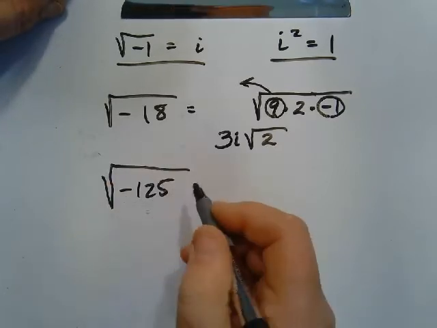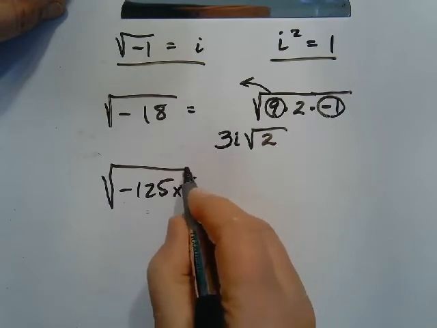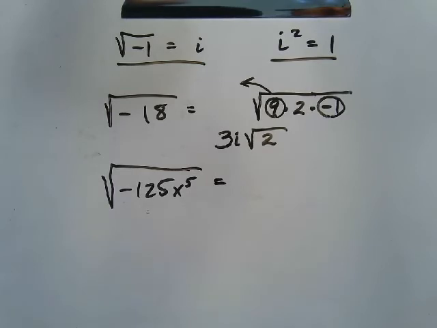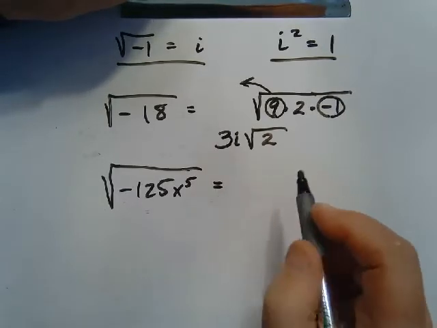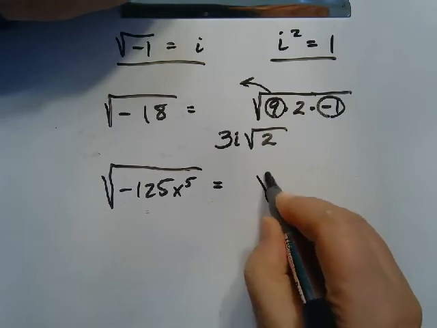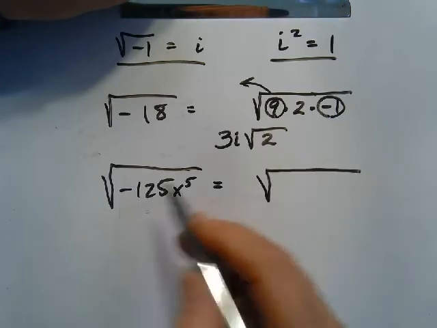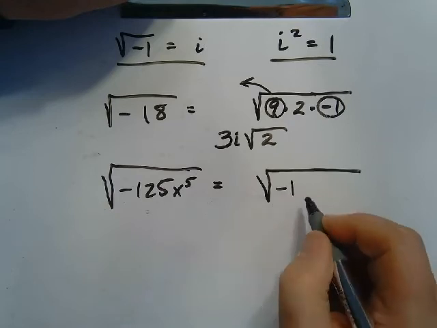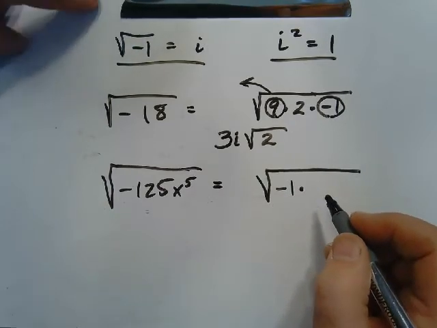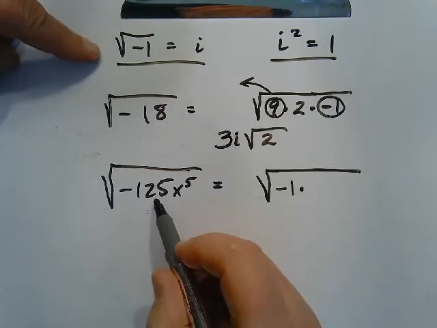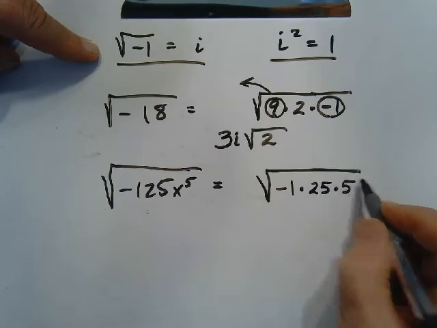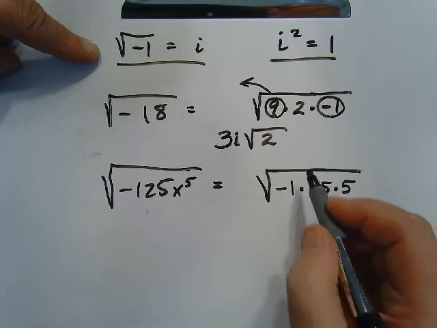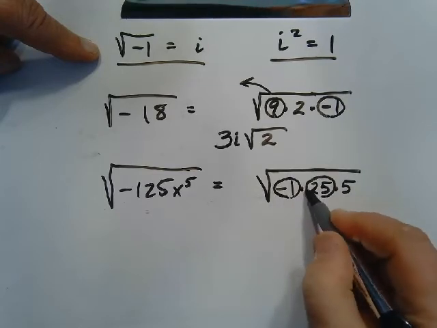Square root of negative 125, x to the 5th. Okay. We're going to break this apart. Maybe it's been a long time since you've done this, so you'll probably have to review a little bit. We're going to break this up into all of its perfect square factors, and then there's going to be some that aren't perfect squares. Okay. Well, I'm going to start by the fact that there's a negative out here. Negative 1 is a perfect square factor. See that right there? Okay. 125 is not a perfect square, but 25 times 5 is a factorization of that. There's a perfect square.